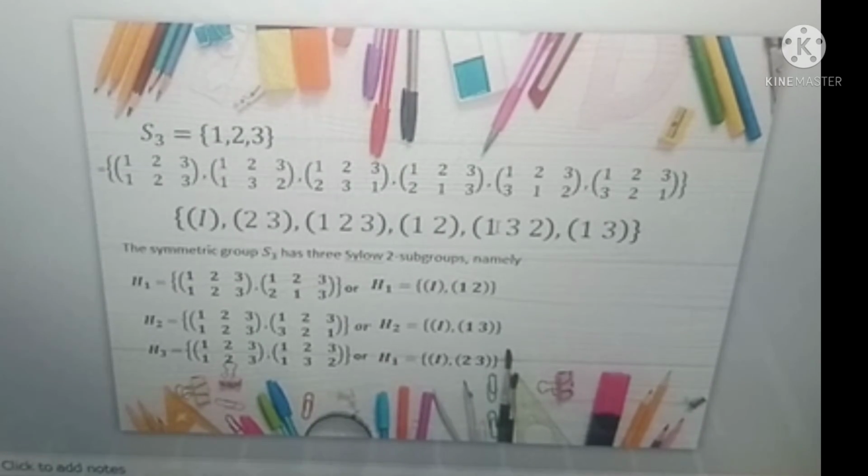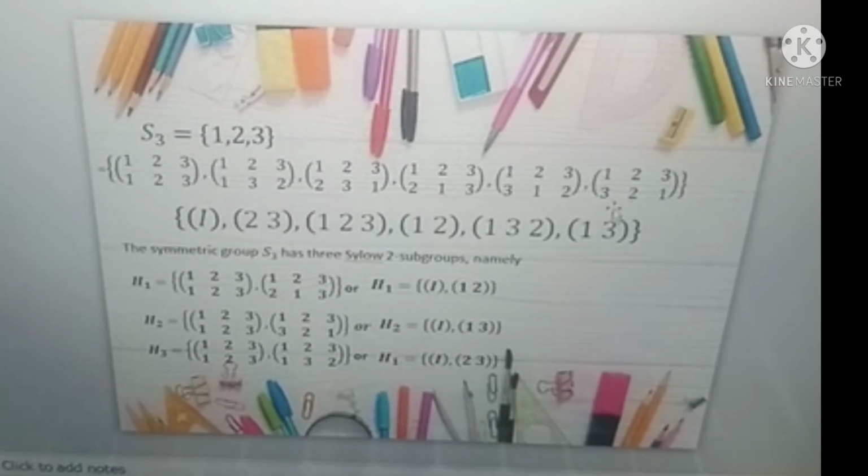So it should be: 1 maps to 3, 3 maps to 2, and 2 maps to 1, so it returns. That is why this one becomes this one, and 1, 3, 2 is its cycle notation.